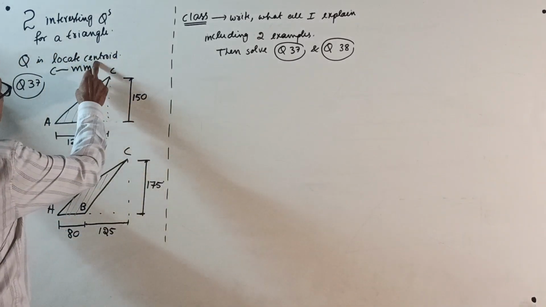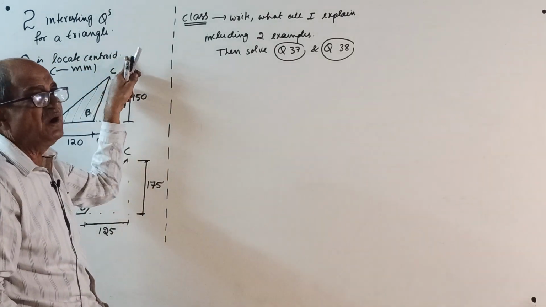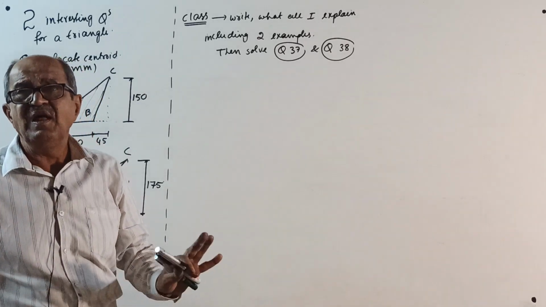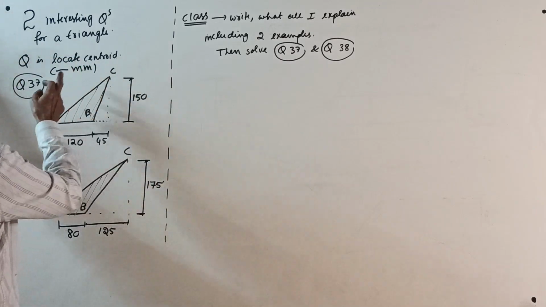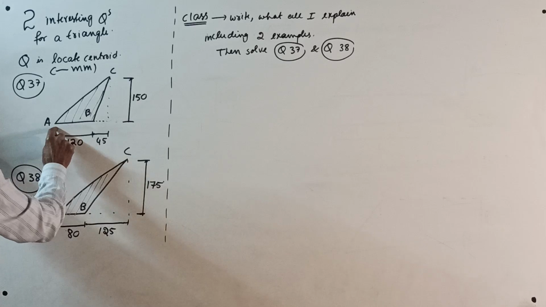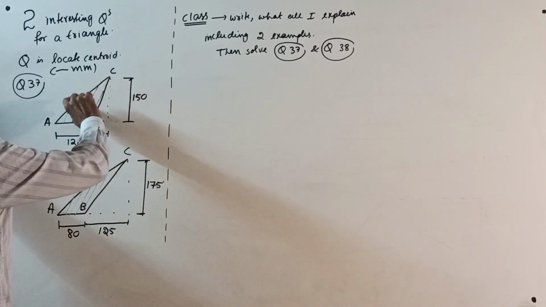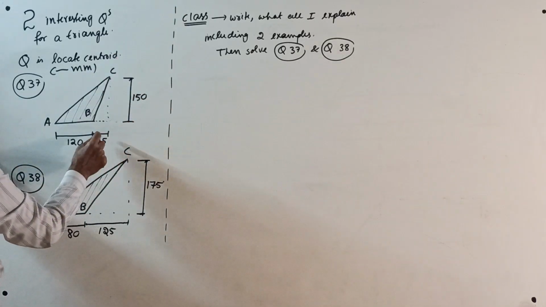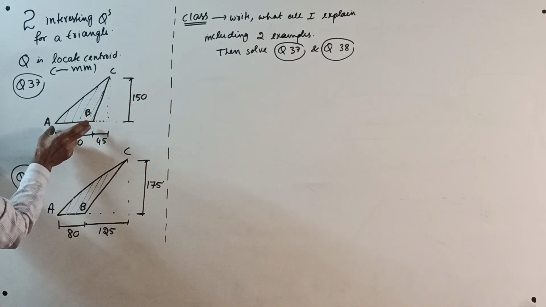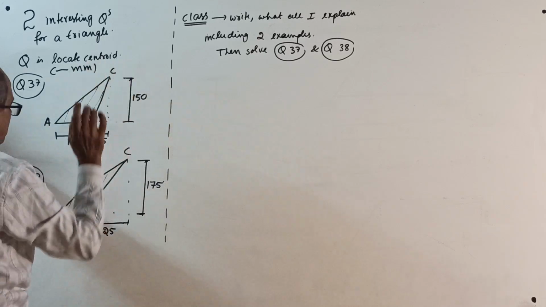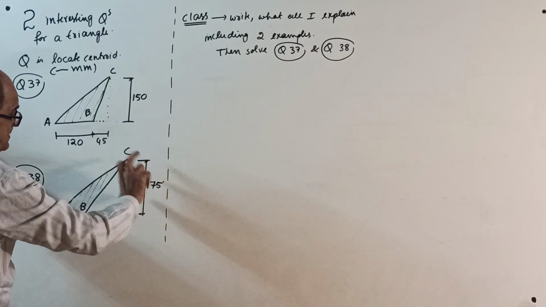The question is: locate the centroid. I won't write it here, but if you want to write, write: locate the centroid for the given triangle or triangular lamina. See, this is the triangle. Question 37: a triangle with base 120, then it goes further by another 45, and height is 150. Question 38: base is 80, height is 175.